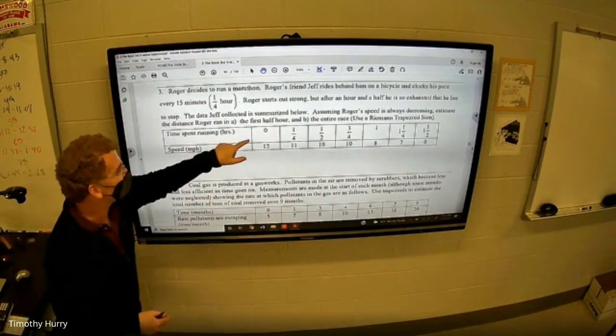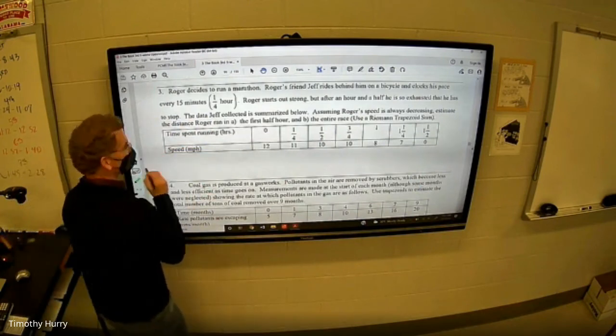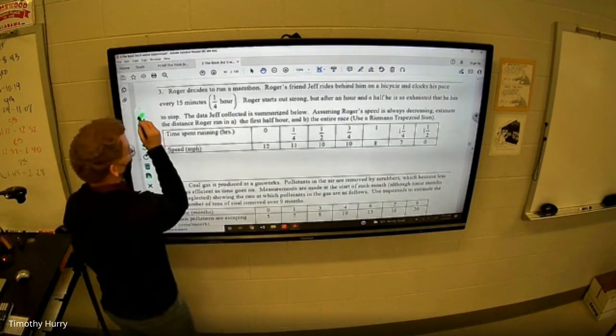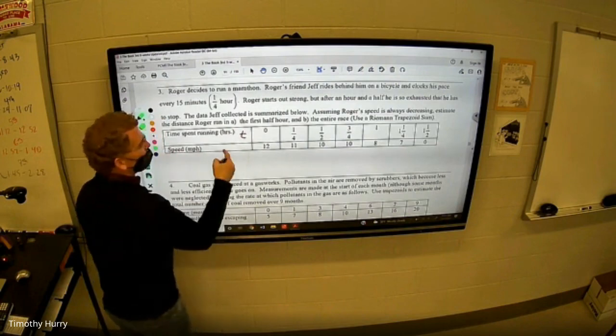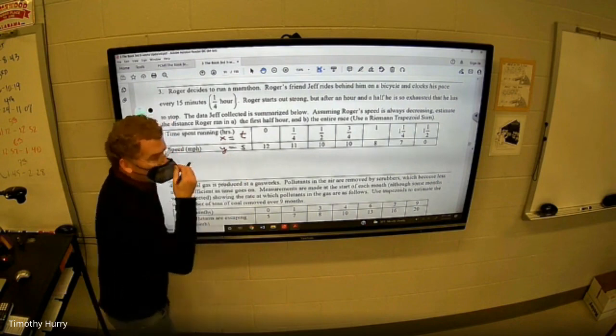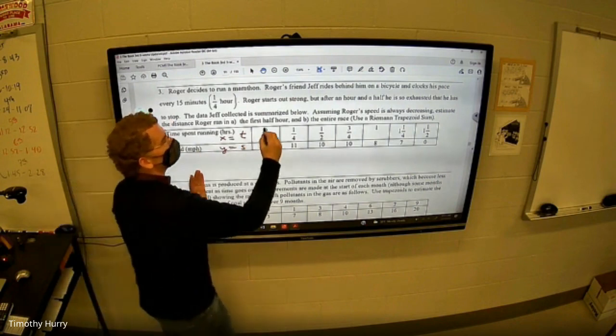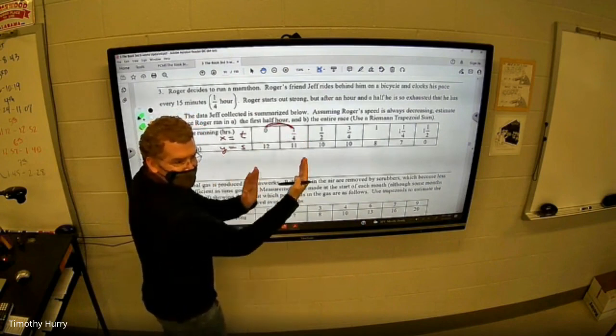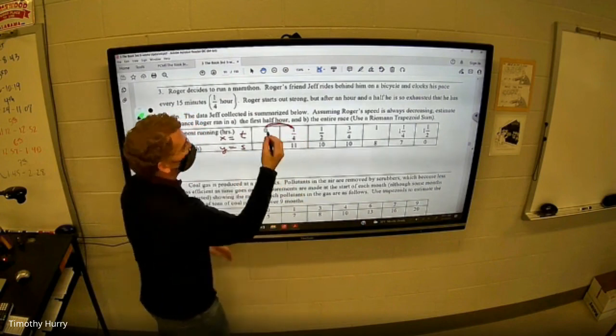So if this is my time, check it out. That's like my x-axis. My speed is like my y-axis, right? That's like my velocity. So this is kind of like x and kind of like y. So what is my base if I went from 0 to 1/4? On time, what was the base? 1/4.